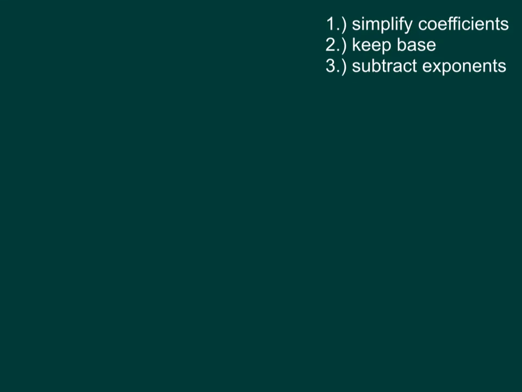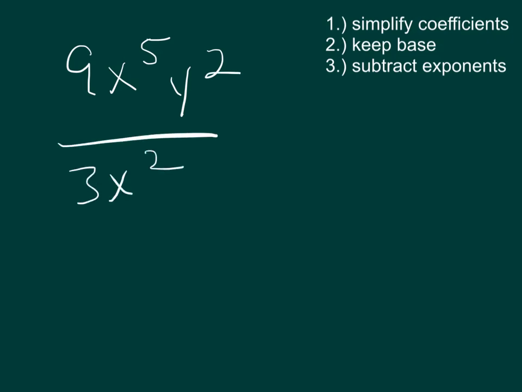Okay, let's add another variable in it. Again, our rules are over on the side, so don't panic at this point when you see a little bit longer problem. Let's go 9x to the fifth power, y to the second power, divided by 3x to the second power, and y to, you can say, the first power.